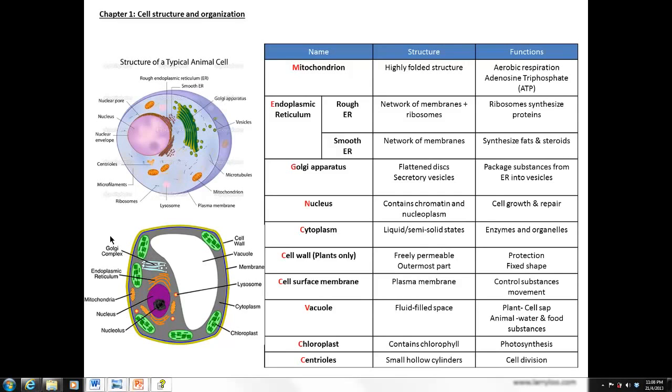And now we have gone through some of the most important points in chapter 1, cell structure and organization.